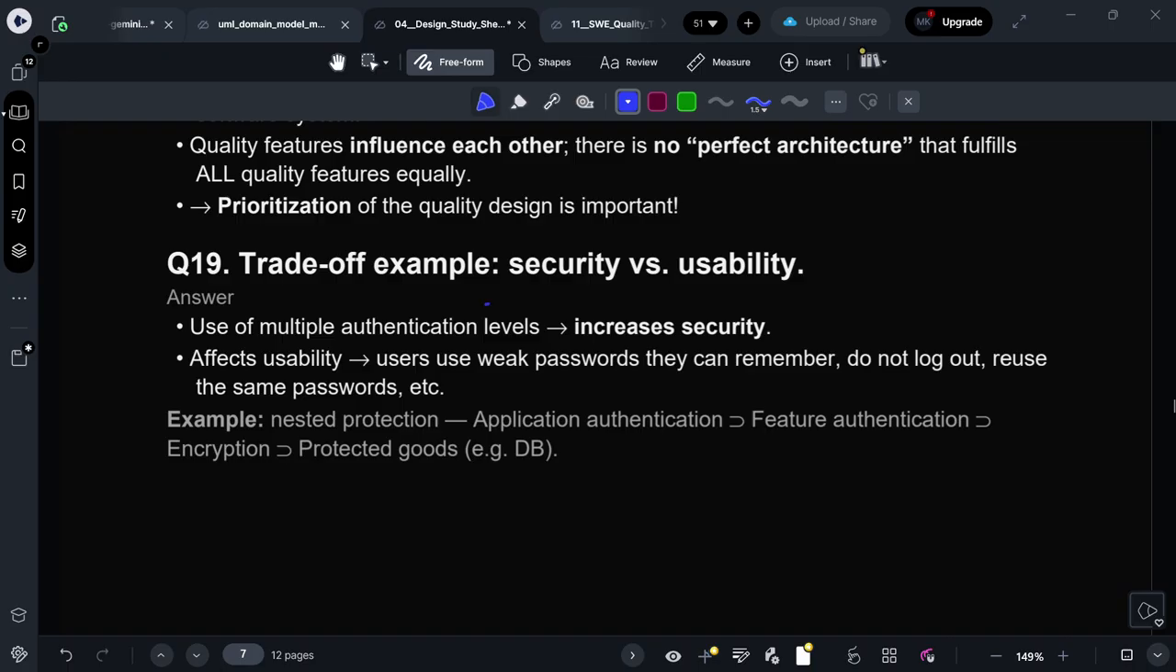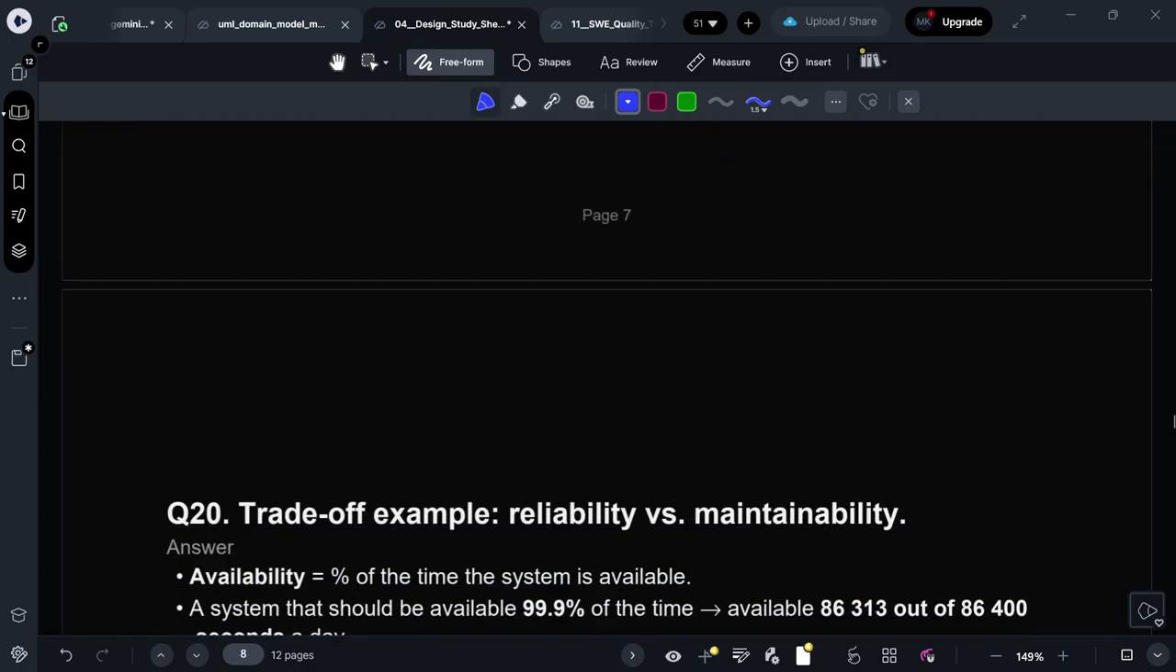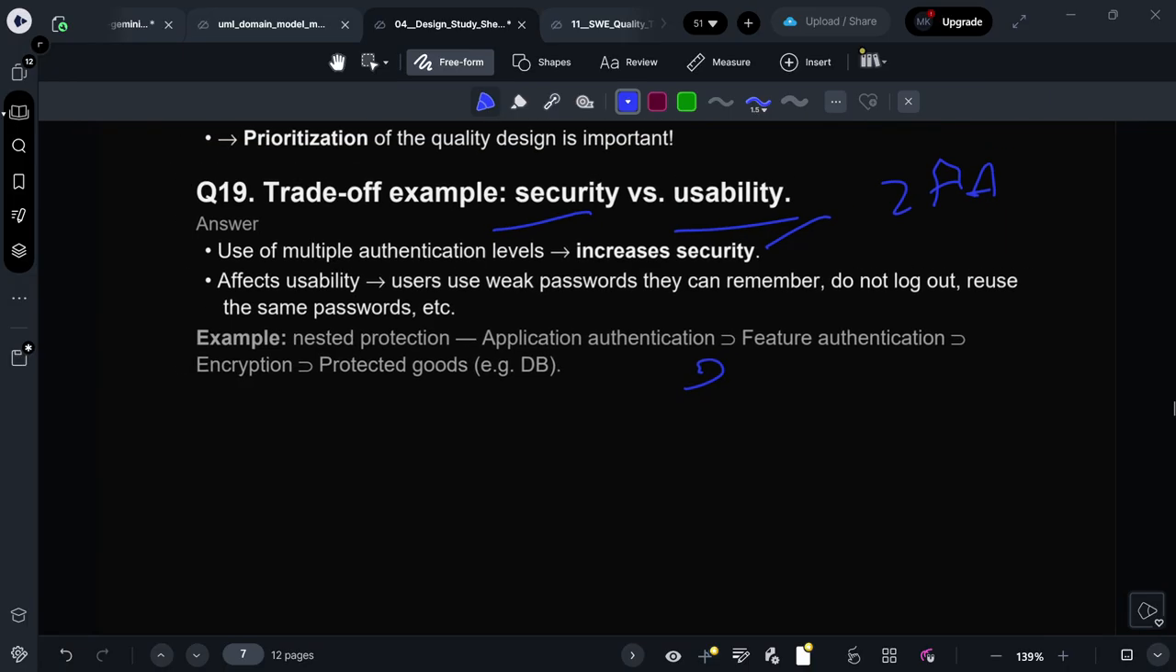We have trade-off examples. Security versus usability. Use of multiple authentication levels increases security, of course, like two-factor authentication and many other things that you can add, but it affects usability. Users use weak passwords they can remember, do not log out, reuse the same passwords, etc. For example, nested protection: application authentication, a set of feature authentication, a set of encryption, a set of protected goals, for example of a database. What we understand is that the more secure you make it, the more difficult it might be for users to use it.